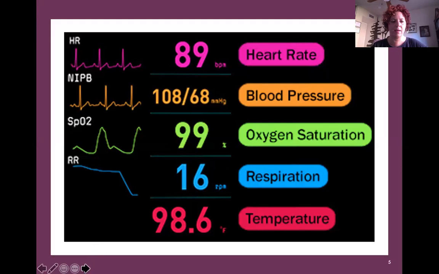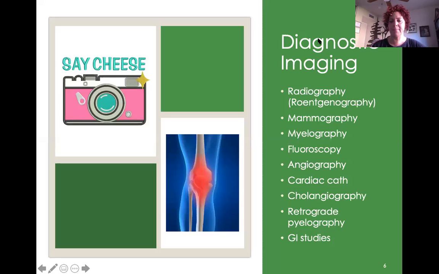So I'm going to skip this because I have a video attached to this, but we're going to talk more about vitals on Monday. So I'm going to save this for then. And we're going to move into talking about some diagnostic imaging.